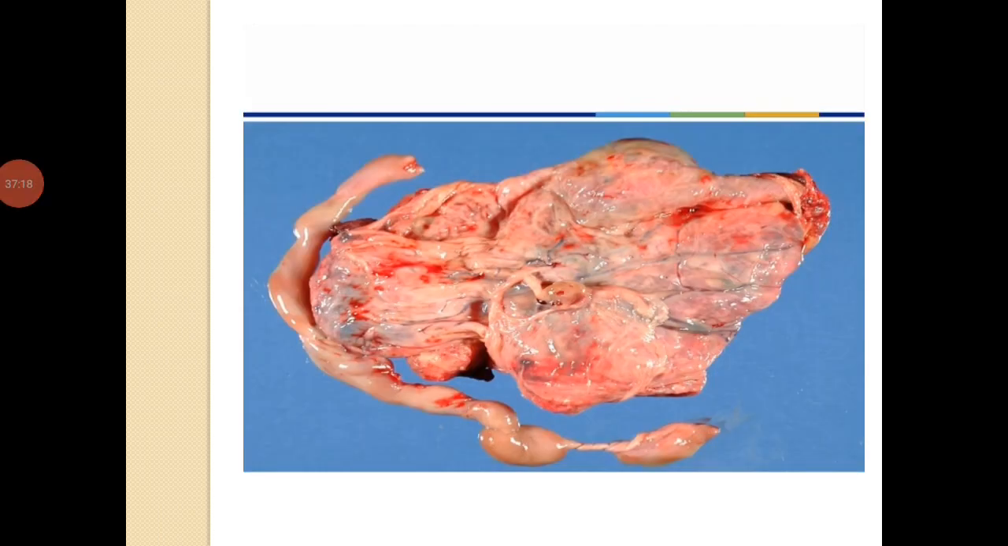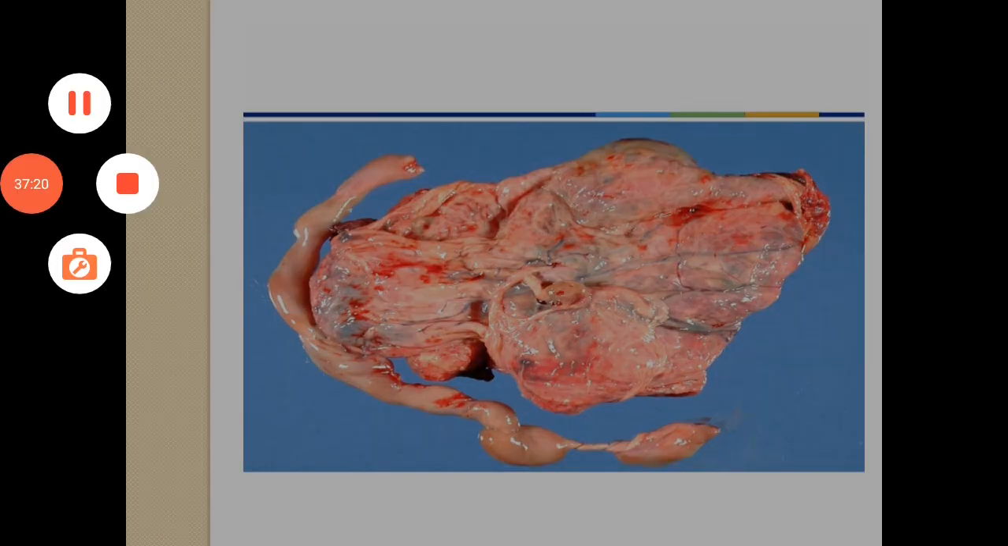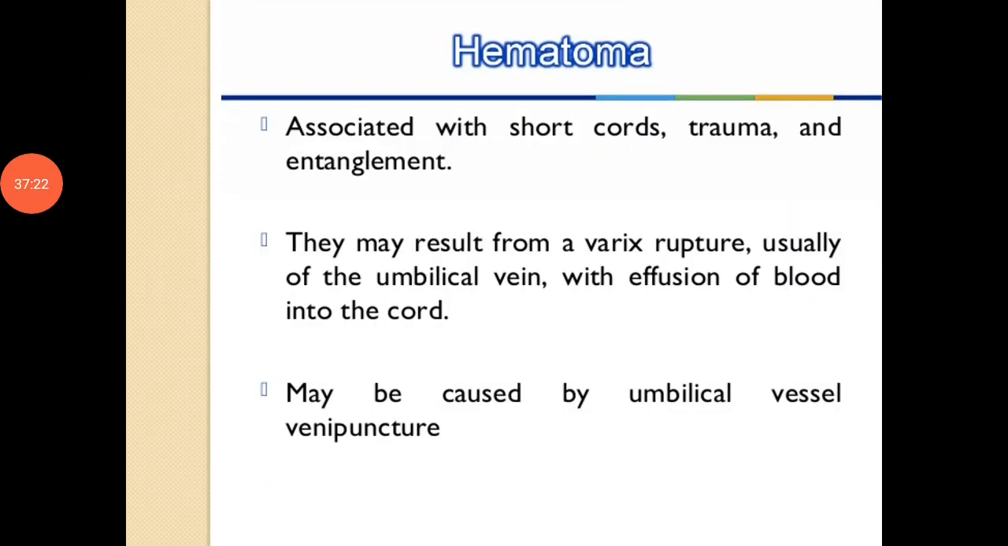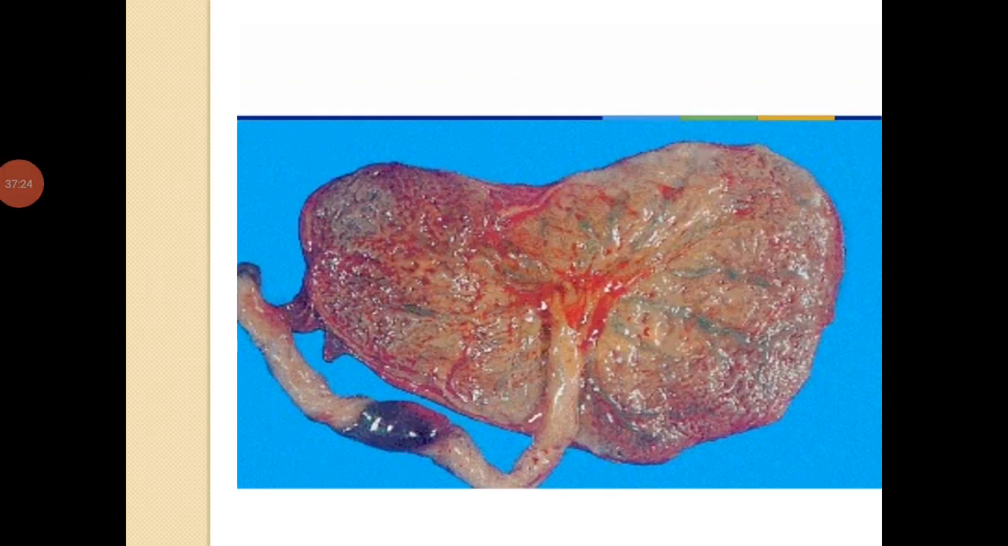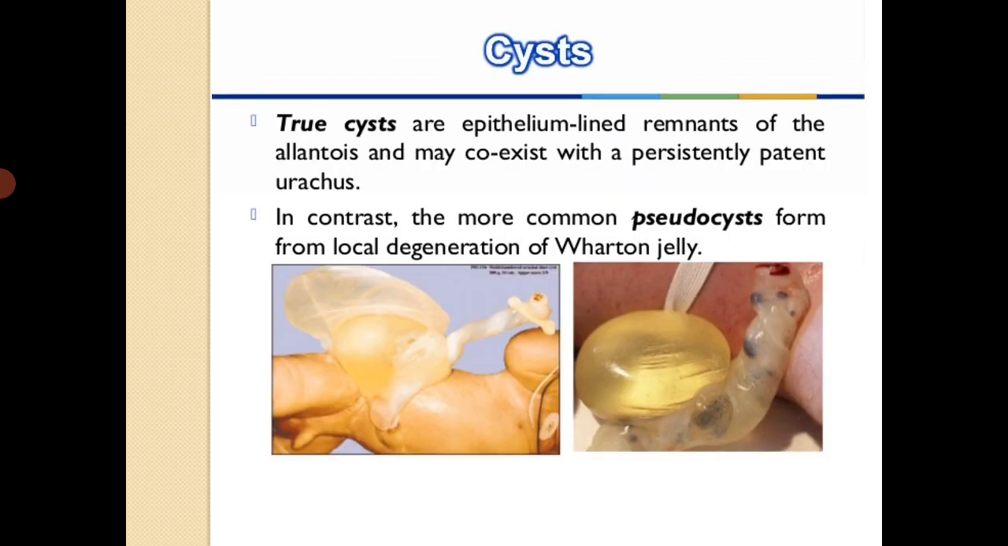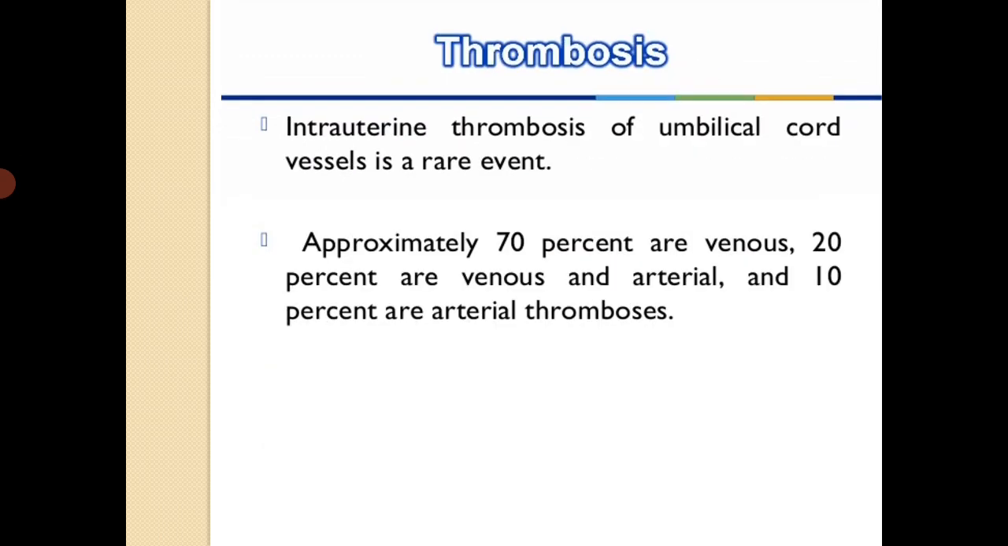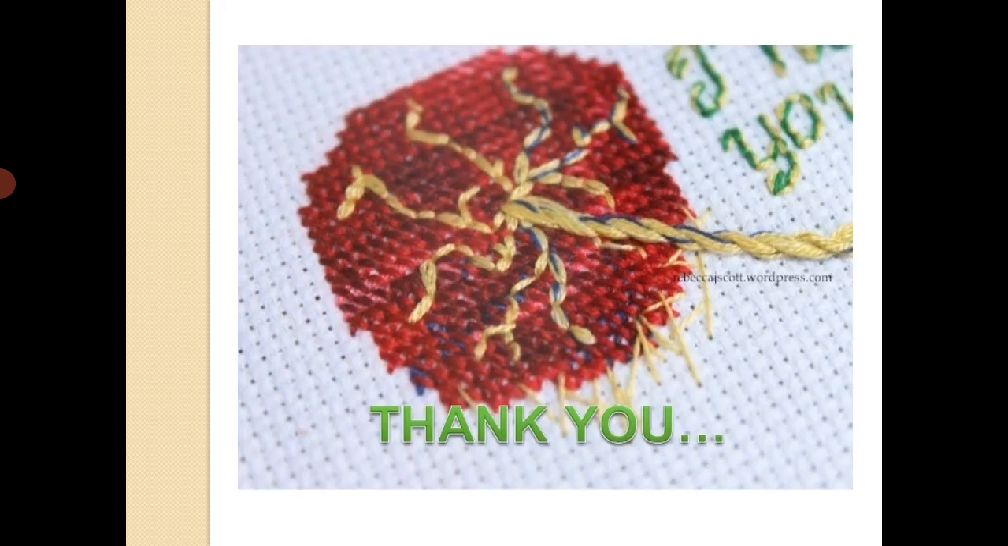Lastly, umbilical cord stricture, hematoma of the umbilical cord, cyst may be true or pseudo, thrombosis. This is all we have discussed today.